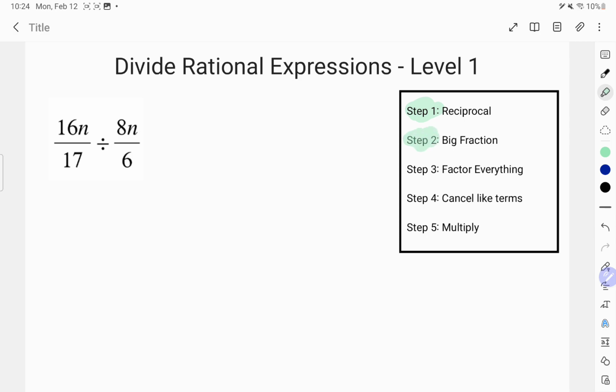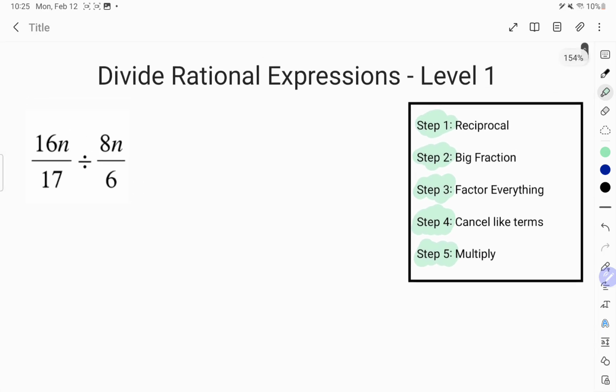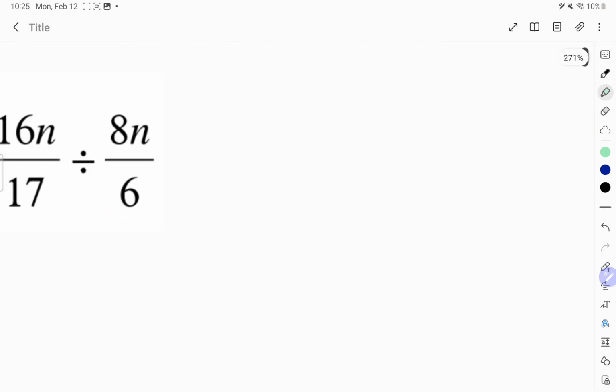After we do the reciprocal, we're going to combine my fractions and do one big fraction. Step number 3 is going to be factor everything that you see there. Step number 4, just like we always do, cancel like terms. And finally, step number 5 is just going to be multiply if we need to multiply. Let's go ahead and look at the first problem.